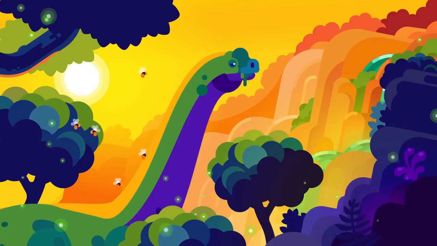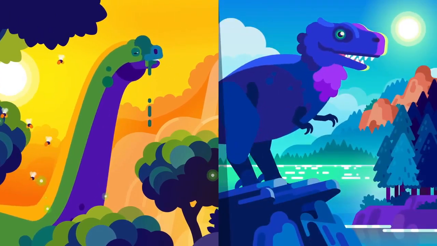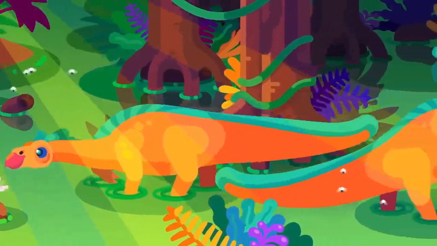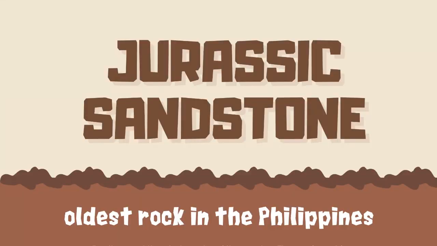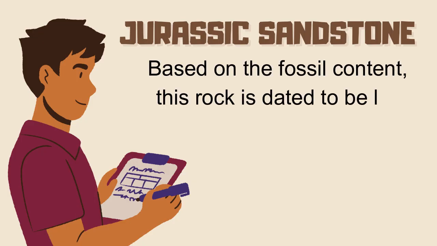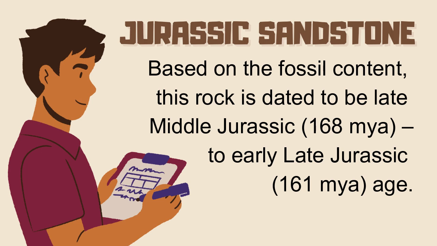Do you know that one of the oldest rocks in the Philippines was formed at the same time the dinosaurs were roaming our planet? This is the Jurassic sandstone, a dark gray, indurated, fine-grained sandstone collected in Cabalua, Mansalay in the province of Oriental Mindoro. Based on the fossil content, this rock is dated to be late Middle Jurassic to early Late Jurassic age. That is why it is called the Jurassic Sandstone.